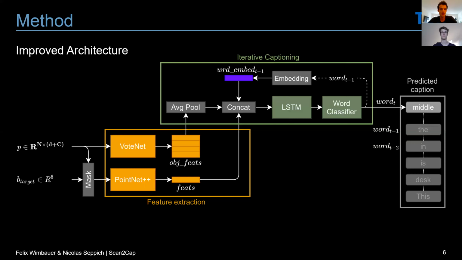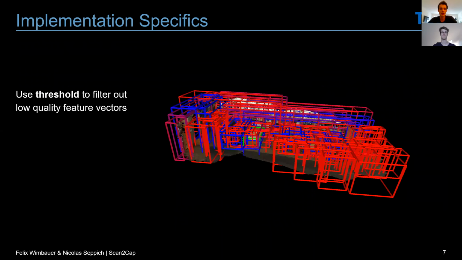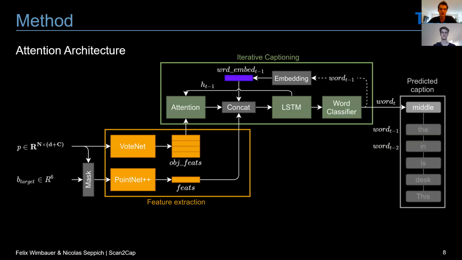These are concatenated with global features obtained from PointNet++. During the training of that improved architecture, we found out that actually the network returns many proposals that are far away or not important. We have to filter them out to get better results. In our most sophisticated version, we use visual attention as described in the paper Show, Attend, and Tell. Here, the word proposals are directly fed into the attention module and also the hidden state of the LSTM.